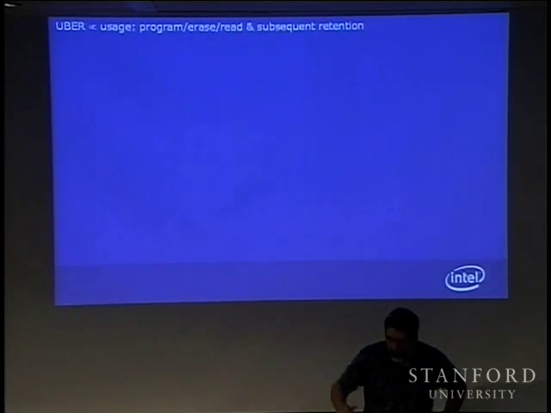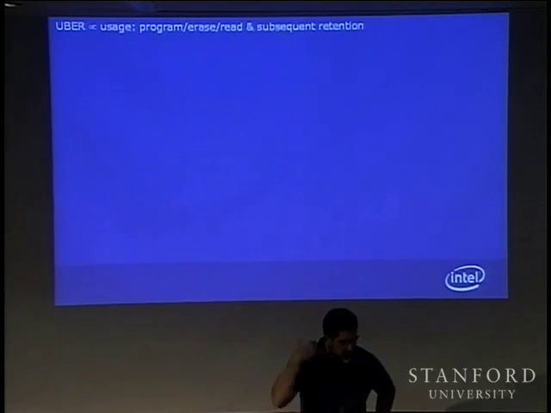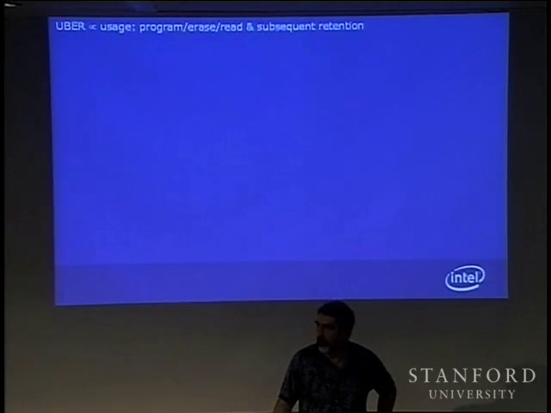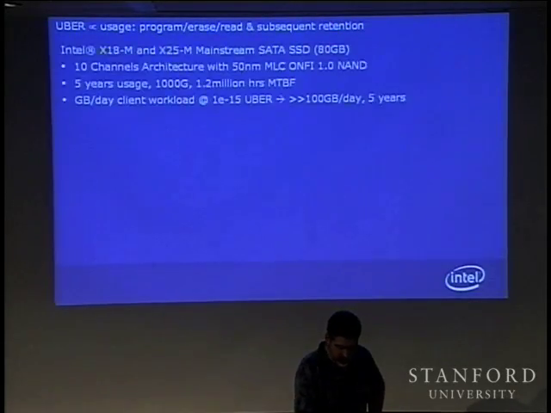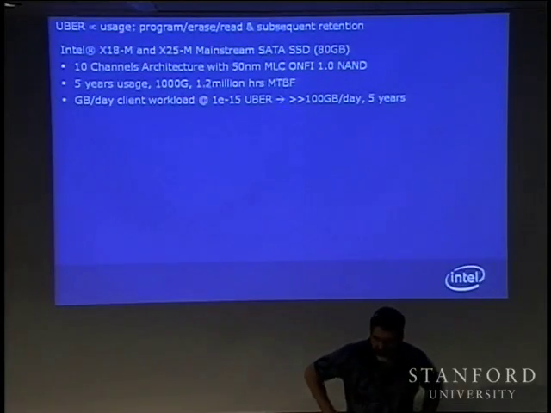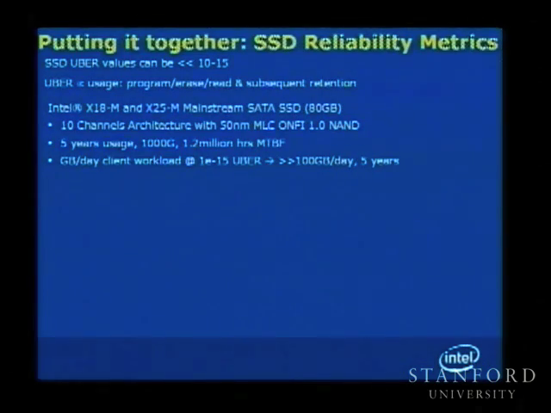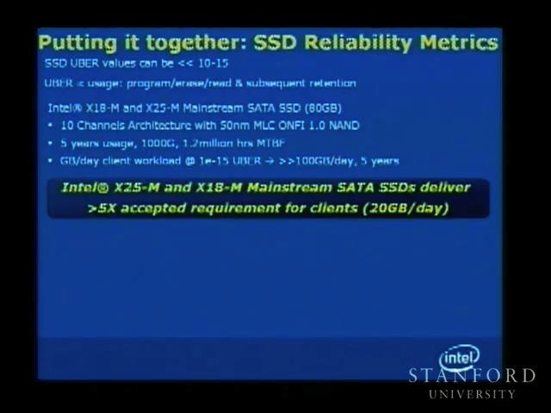So what are the reliability metrics? Basically, I was showing you that intrinsically you can end up with UBERs much less than 1e-15, which is a typical disk drive number. But it's really going to be a function of all this usage. This particular one, the multi-level cell, the one I showed you, is 10 channels. A typical number that people are looking at, what you and I do today, is probably about 3 to 5 gigabytes a day. What's emerging, and OEMs think of it as a spec, is about 20 gigabytes a day. This particular drive is an 80 gig drive, and can do over 100 gigabytes a day and not wear out any of the reliability attributes, for 5 years continuously.